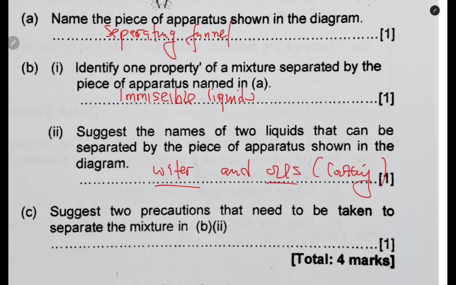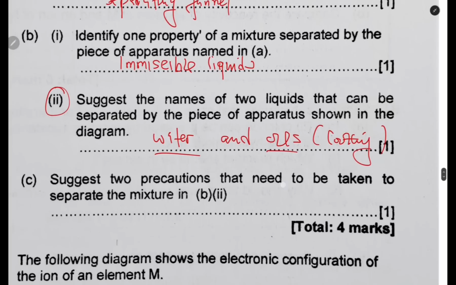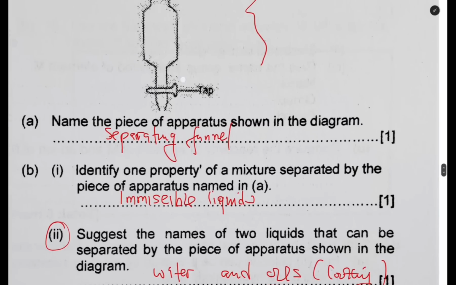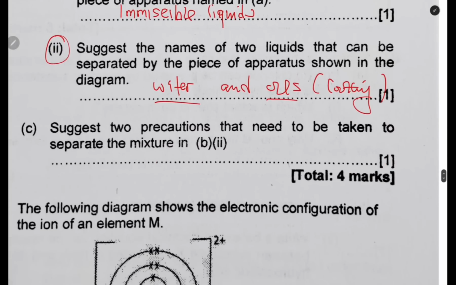Suggest two precautions that need to be taken to separate the mixture in B2. So what are the precautions that should be taken to separate immiscible liquids? So ensure that the tap is closed before filling in the funnel. So ensure that this tap is closed. So that is one of the precautions.